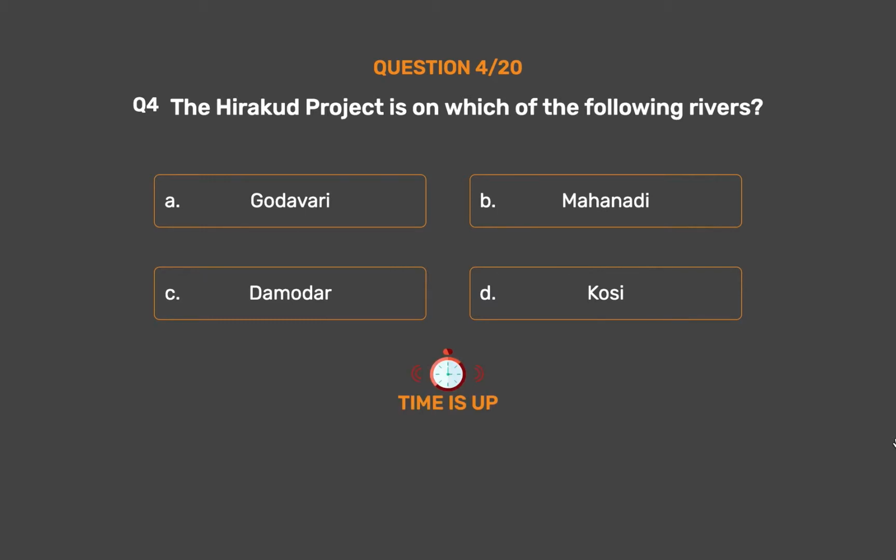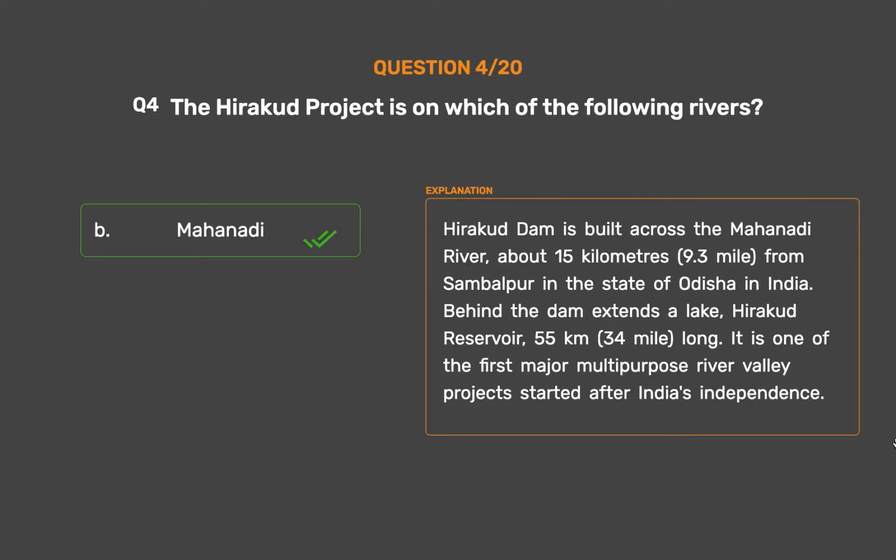The correct answer is Option B. Mahanadi. Hirakud Dam is built across the Mahanadi River, about 15 kilometers, 9.3 miles, from Sambalpur in the state of Odisha in India. Behind the dam extends a lake, Hirakud Reservoir, 55 kilometers, 34 miles, long. It is one of the first major multi-purpose river valley projects started after India's independence.